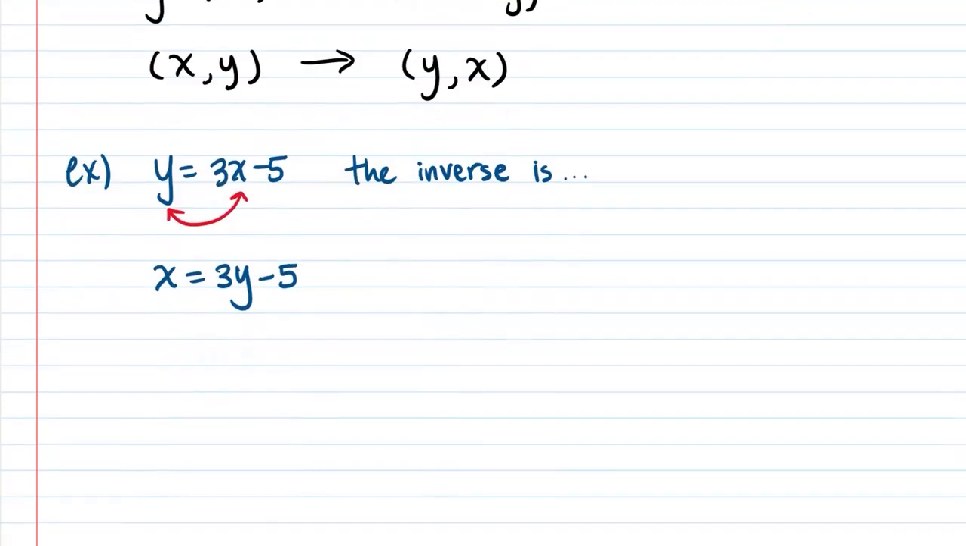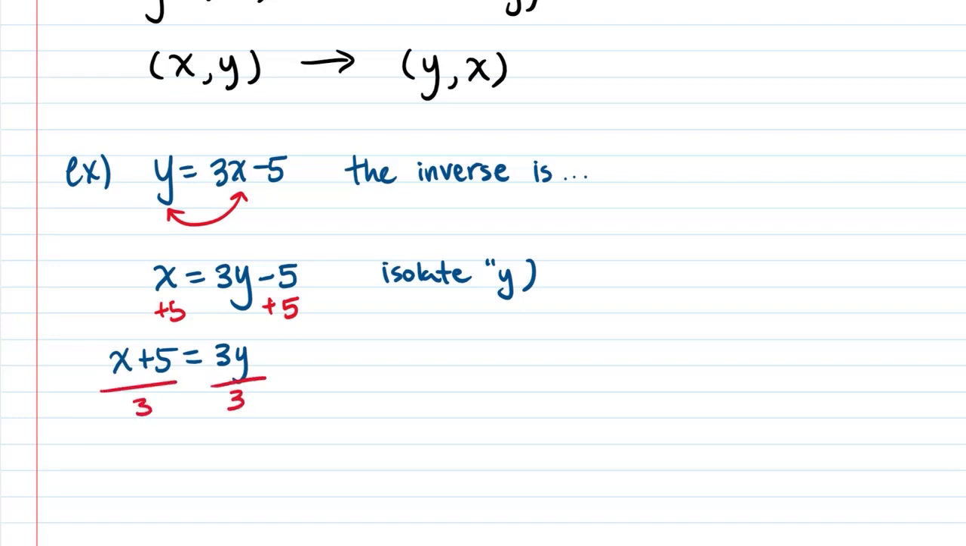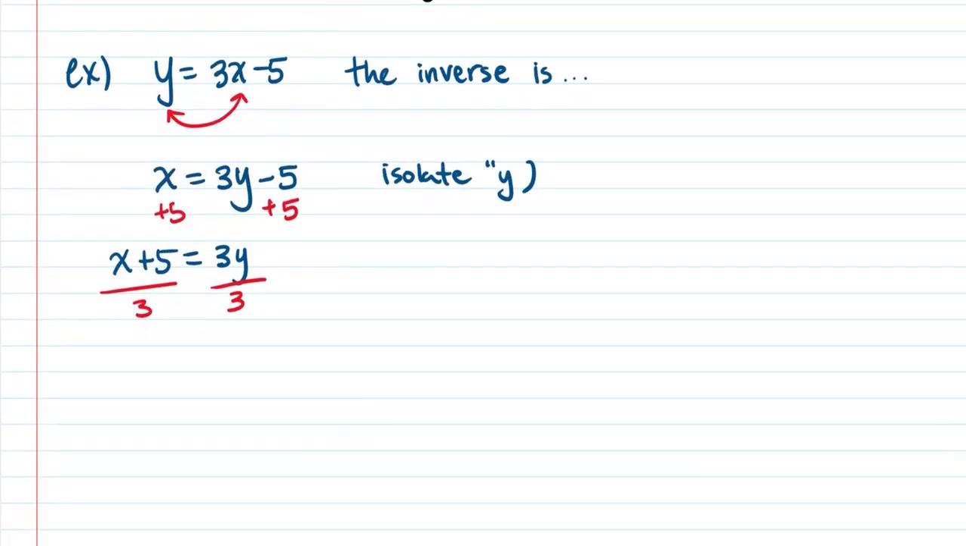x equals 3y minus 5. What we're going to do is isolate the y, which means we keep the y term alone and move everything else to the other side of the equation. We leave the 3y on the right side and get rid of this minus 5 by adding 5 to both sides. So this becomes x plus 5 is 3y. And let's get rid of this 3 in front of the y by dividing both sides by 3. So y is equal to x over 3 plus 5 over 3.